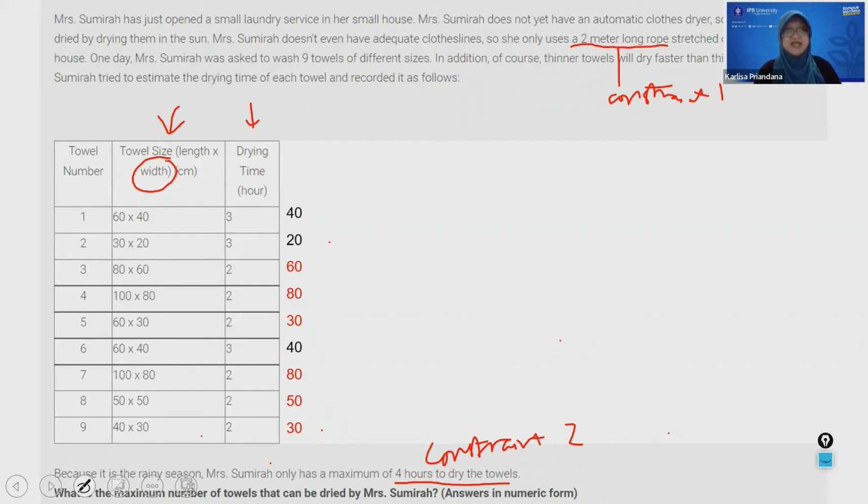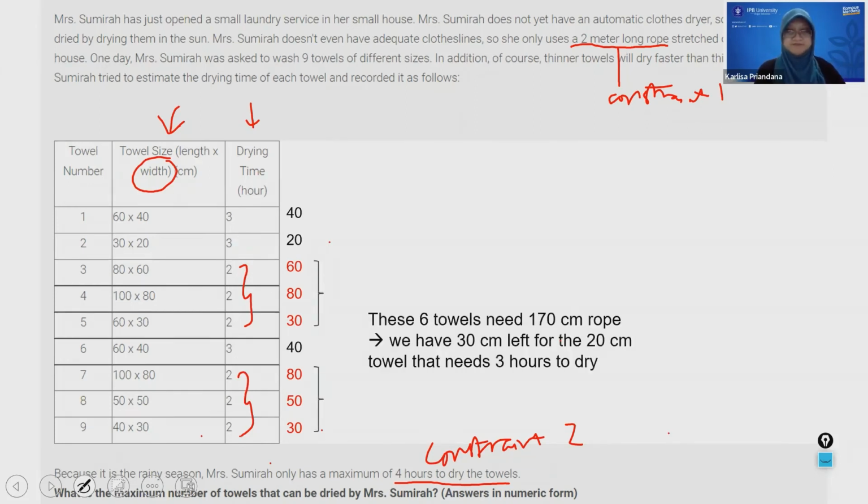Okay, and then, first, I think a greedy algorithm can work well here. So calculate the ones that will dry faster than the others. This one will dry faster, in only 2 hours. So you can switch them. After you dry these 3 first, you can switch with the other 3. Let's calculate the length that the 3 towels need. Each of these 6 towels needs 100 centimeters of rope.